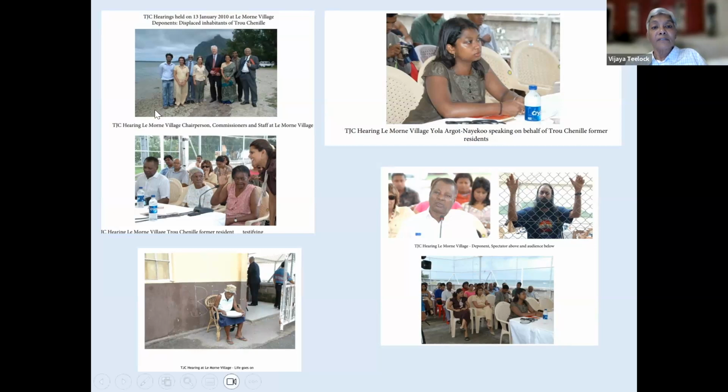So they ended up in the village of Le Morne, and they were one of the first hearings to be made in the village. Most hearings of the commission were made in the capital city, Port-Louis, but the commission decided to move out of the capital and visit several places. So the inhabitants of Trouchani, who were by now very elderly, were very happy to be given the opportunity to explain their story and what had happened.